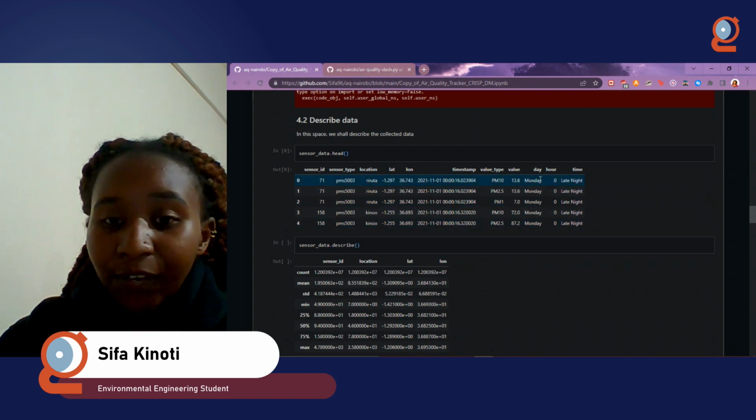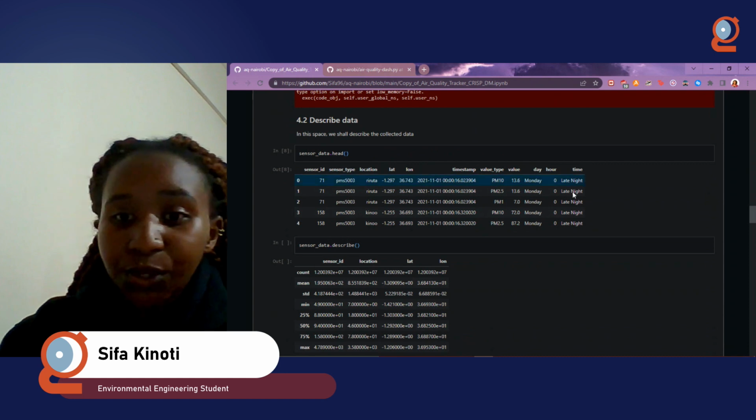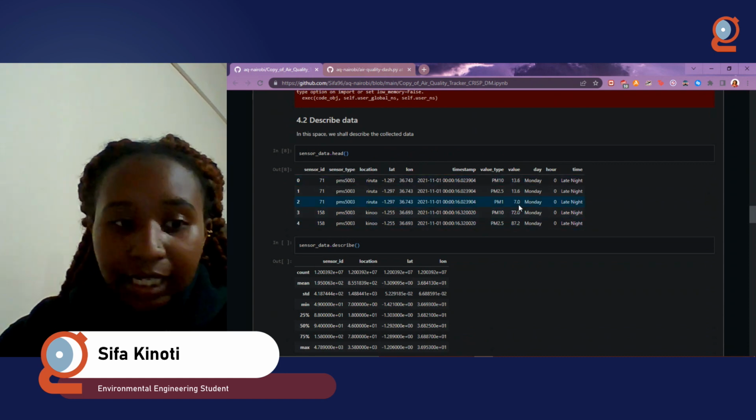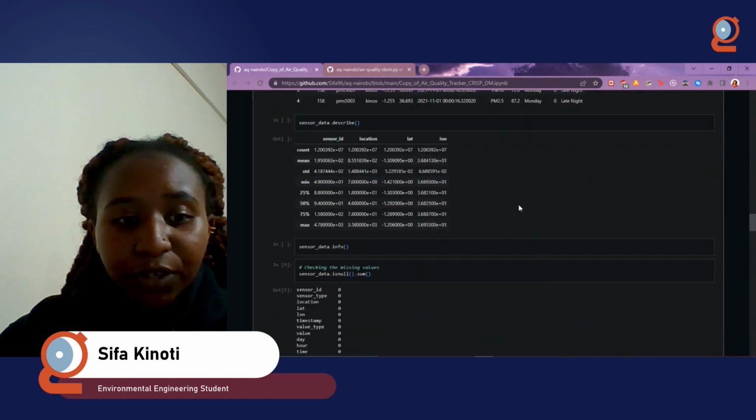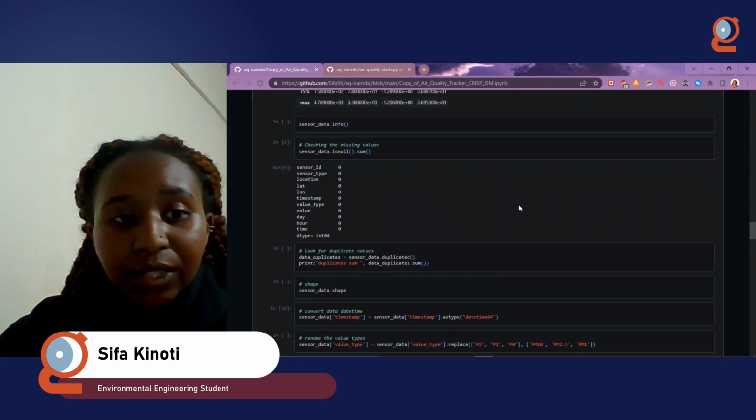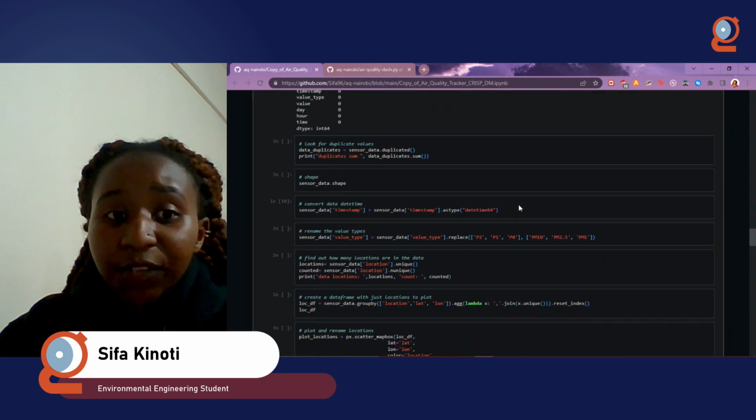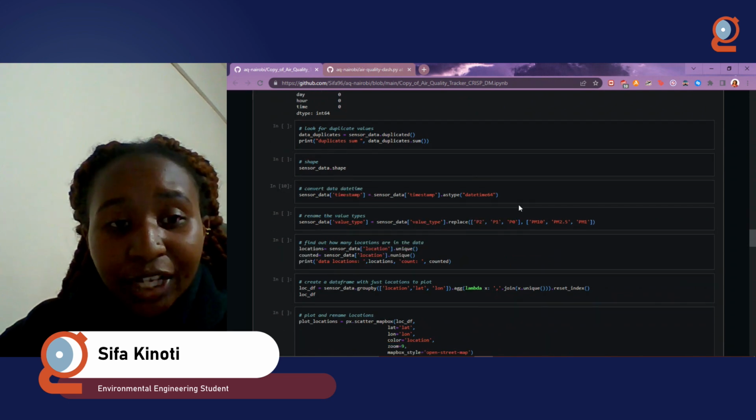And the value types and the value, and you have the day, if it's a Monday, if it's a Tuesday, if it's late at night, if it's early in the morning. And then it's also important for you to describe the data, to look at it, to check if there are any null values, to check if there are any duplicated values, to check the shape.